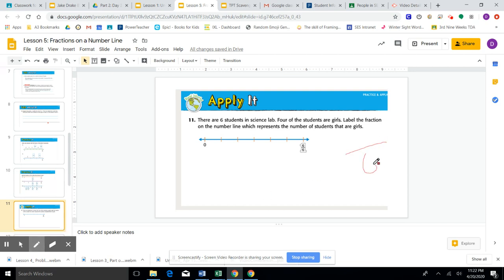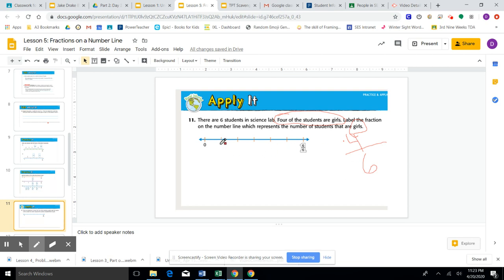There are 6 students all together, and it wants me to label the ones that are girls. Well, it told me 4 of the students are girls. So my numerator is the number of girls. How many girls did it tell me? Good, 4. So my fraction that I'm labeling is 4 out of 6.